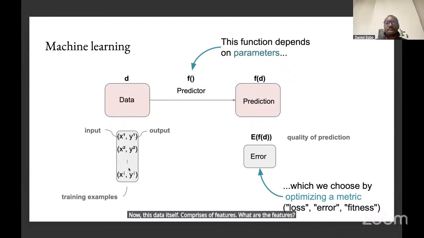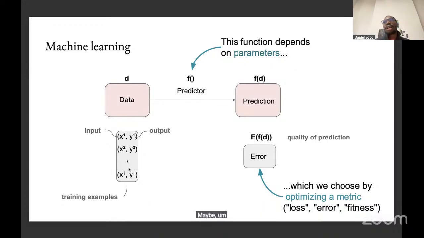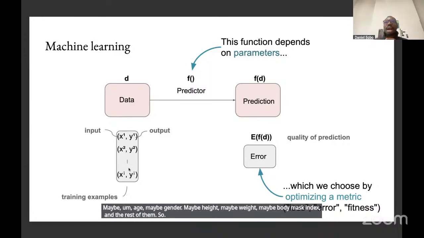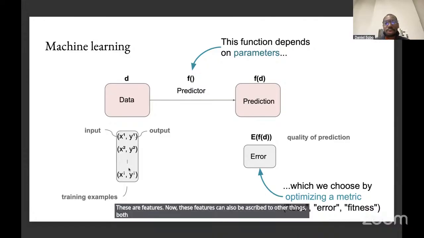Properties. For example, as a human being, what are your properties? When you ask what humans are, you can probably say race, maybe age, maybe gender, maybe height, maybe weight, maybe body mass index, and the rest of them. So these are features. Now, these features can also be ascribed to other things, both living and non-living, including the data that you pass into your system.